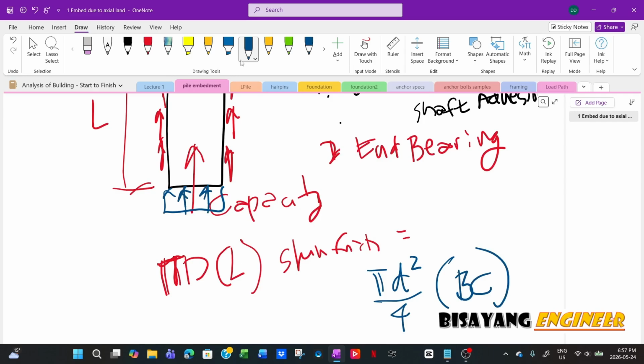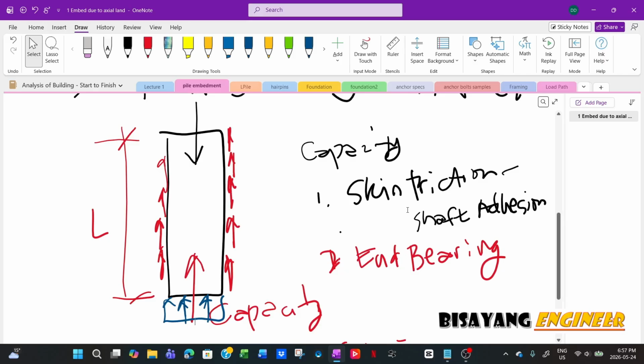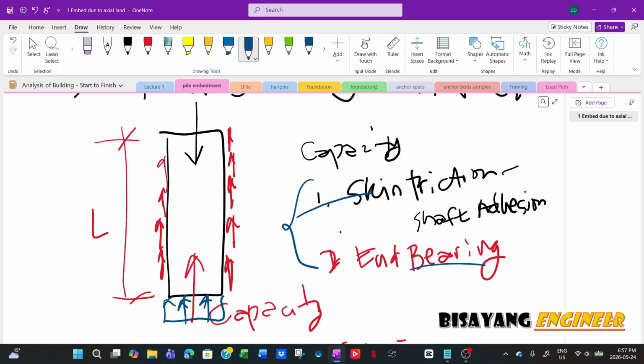Now, in school, we were taught that to get the capacity, you have to add these two, skin friction and end bearing. But in practice, geotechnical engineers don't recommend adding those. It's either skin friction or end bearing. You don't add these two.